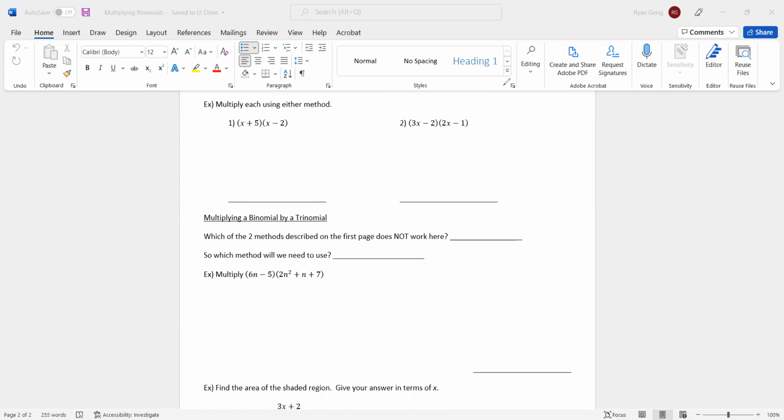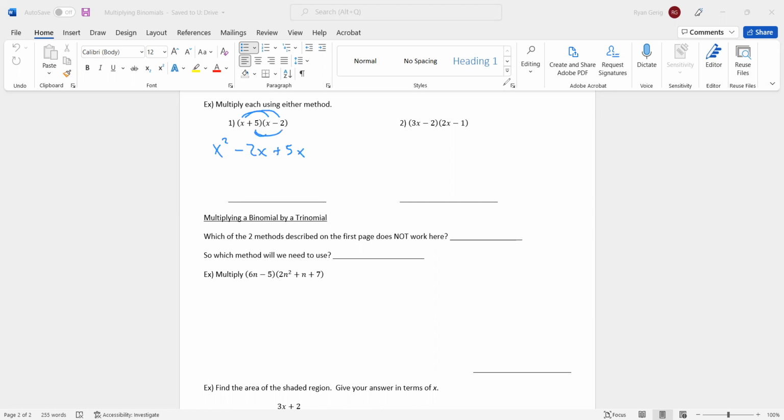We're going to do a couple more here. x plus 5 times x minus 2. You're doing the first terms, x times x. You'll see this work done a lot in the next few weeks. Then I'm going to do x times negative 2. And yes, that is a negative 2. Those are the outer terms. So that's negative 2x. Then you're going to go inner terms, 5 times x. That's 5x. And then the last terms.